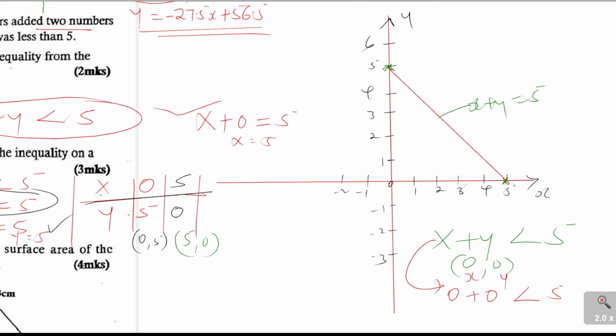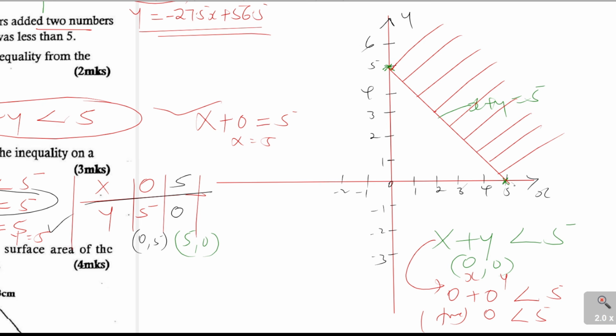Does it agree with that inequality? You get 0 is less than 5, and it is true. Because the point that you've picked on this side satisfies the inequality, that one is the required region. So automatically, the upper side of that line is the unwanted region.